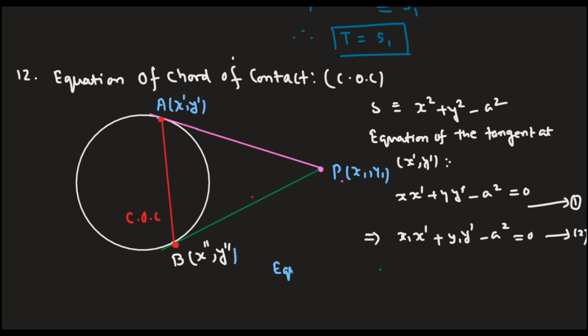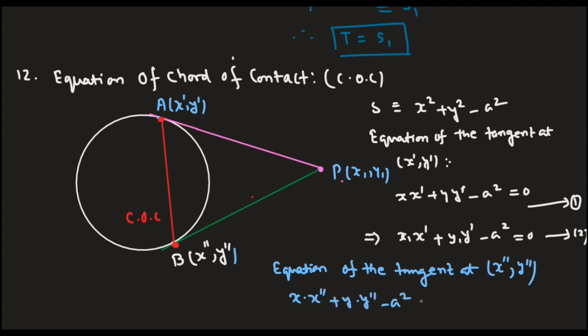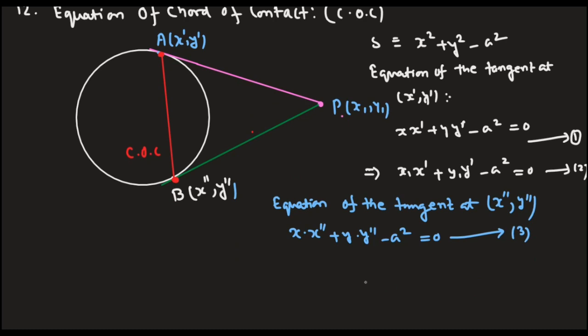The equation of the tangent at x double dash, y double dash. So this will be x into x double dash plus y into y double dash minus a square equal to 0. This equation I give the name 3.